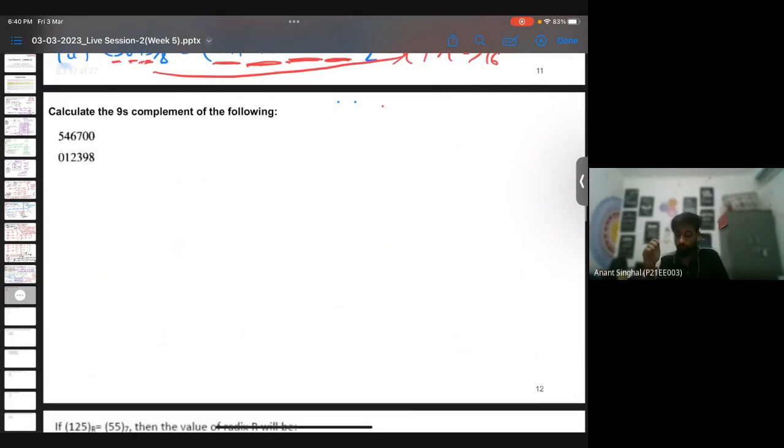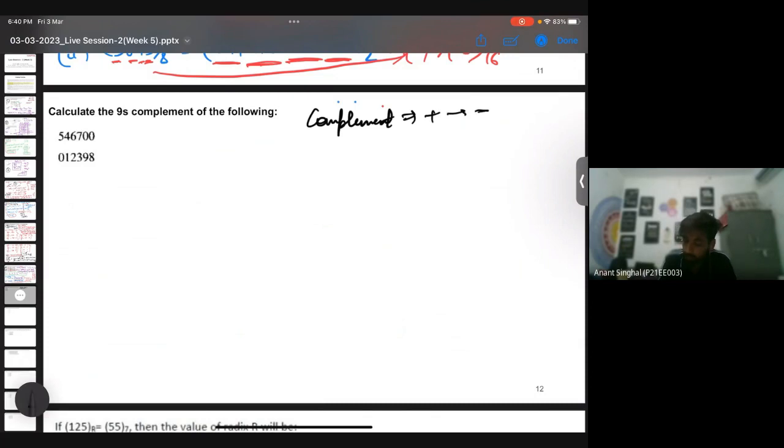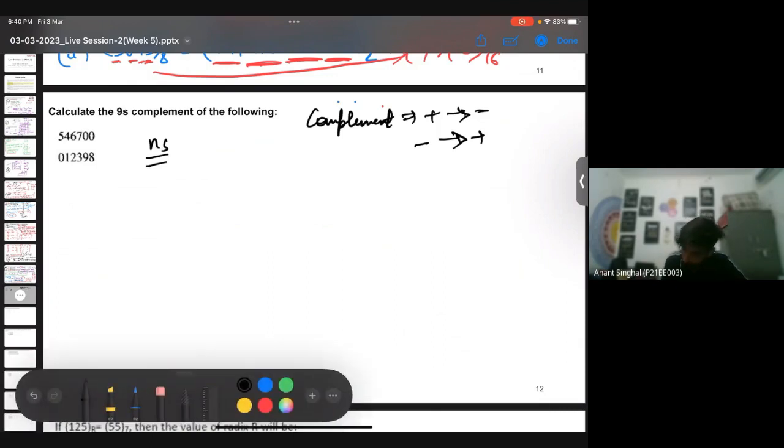Okay, so this is a basic question on nines complement. We know that the complement of positive is negative, and of negative is positive. There are a few notations in number systems, and there is an arithmetic associated with them. So we can calculate the n's complement by a certain method. I'll change the color.